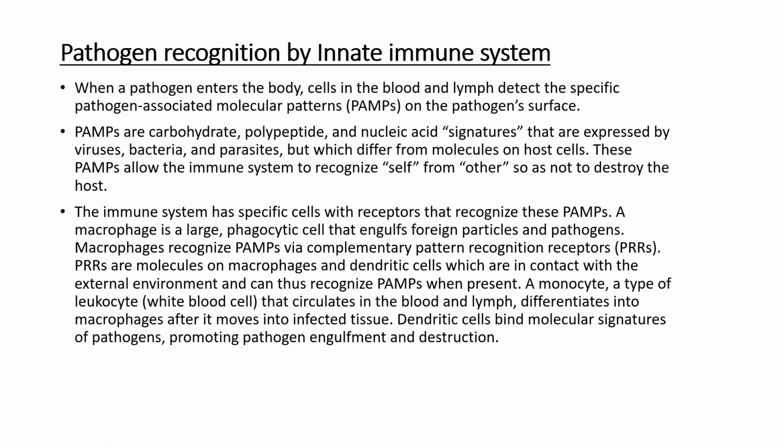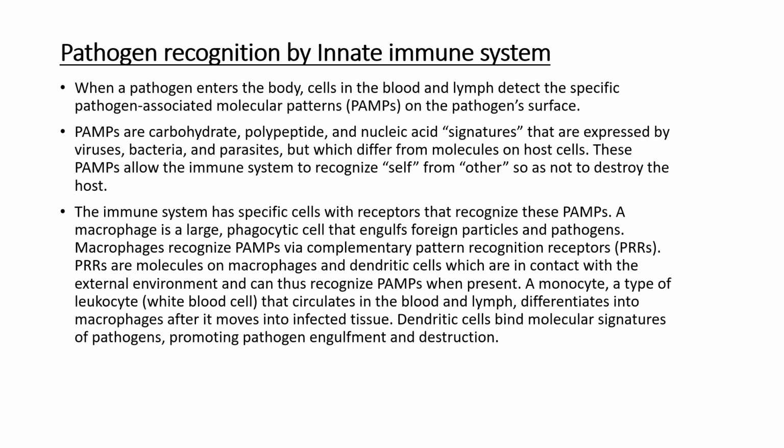Pathogen recognition by innate immune system. When a pathogen enters the body, the cells in the blood and lymph detect the specific pathogen-associated molecular patterns on the pathogen surface. These are also known as PAMPs. PAMPs are carbohydrate, polypeptide, and nucleic acid signatures that are expressed by viruses, bacteria, and parasites, but which differ from the molecules on host cells. These PAMPs allow the immune system to recognize self from other, so as not to destroy the host.